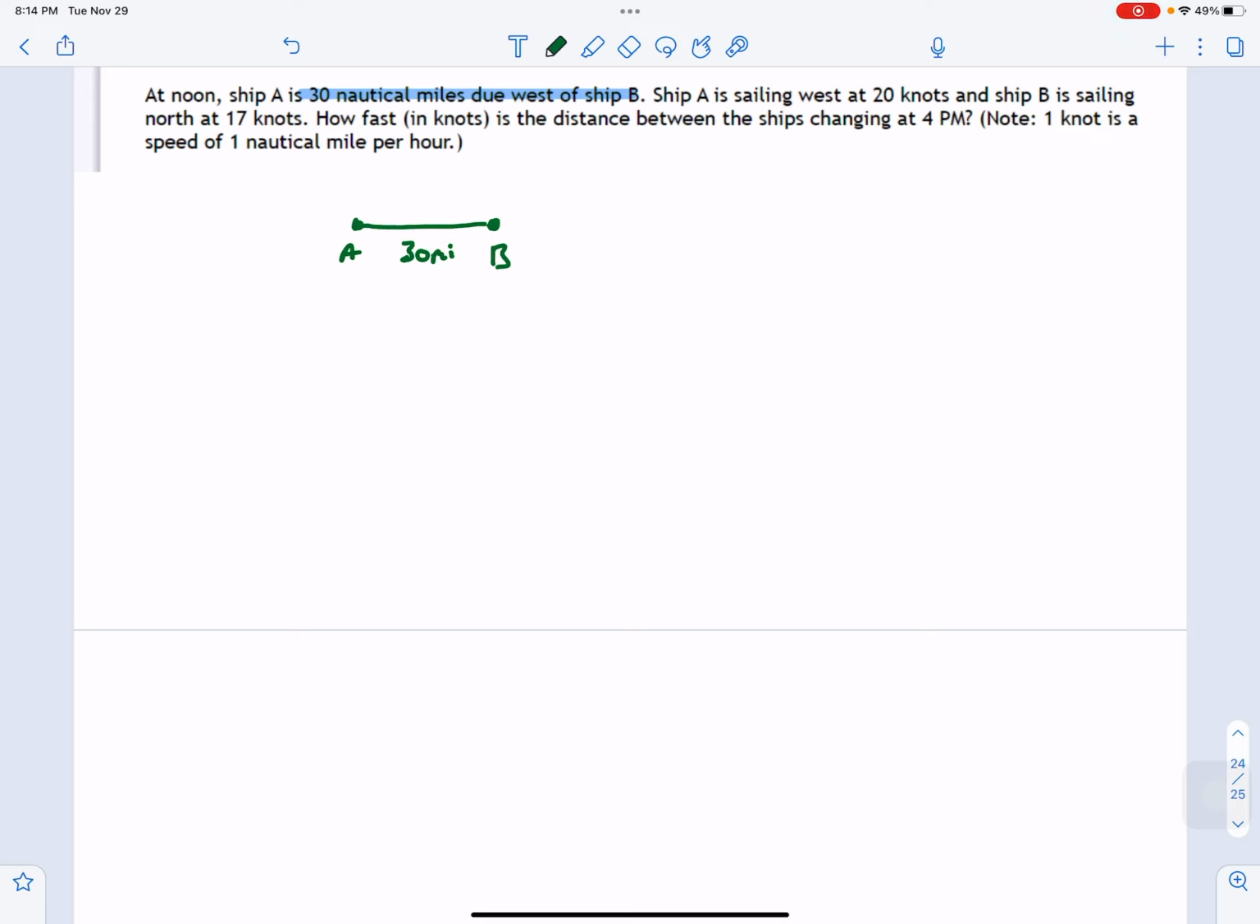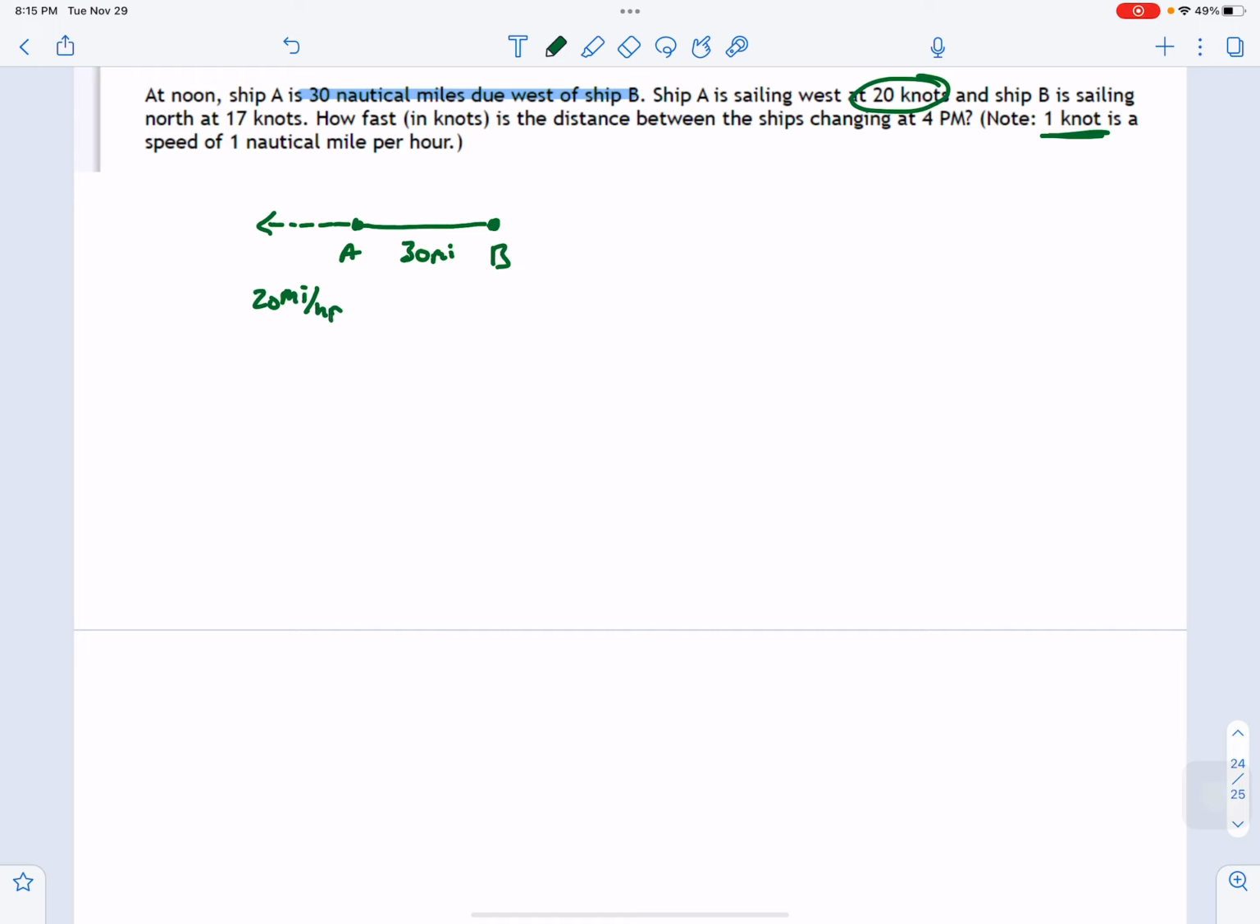Ship A is sailing west at 20 knots. Now, what is a knot? 1 knot is a speed of 1 nautical mile per hour. So you can think of it as 1 mile per hour but in the water. So 20 knots is 20 nautical miles per hour. So now A here is going to be moving in this direction at 20 knots. I'm just going to write that as miles per hour, to make my brain work a little easier.